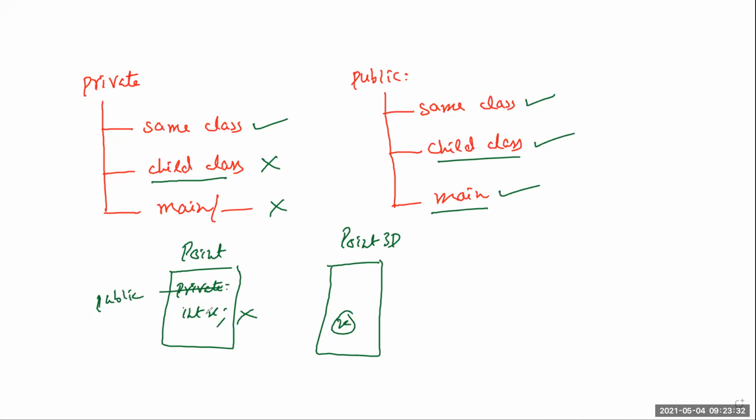Then if we make it public, main will also be able to access it. Now you see there's a problem. If we keep it private, child class cannot access it. Means private is very constrained, very restrictive. We say, okay, let's make it public.